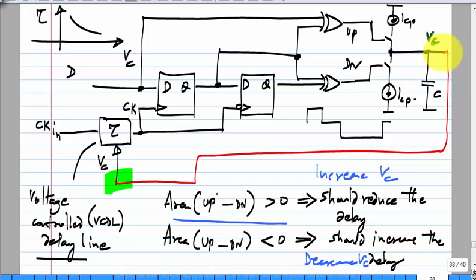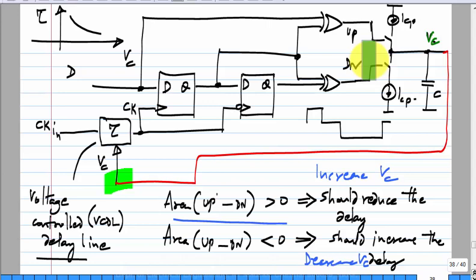When will this settle? It will settle down when this voltage on average is not changing. That means that up minus down, up and down have equal widths, so that it charges up to some extent and discharges to the same extent in a period. So on average it's not changing. It's wiggling a little bit around the average, but on average it's not changing.